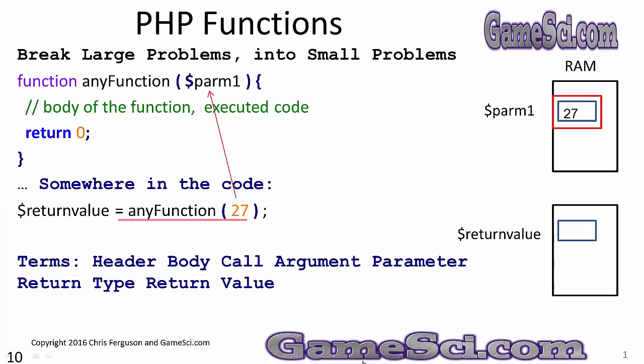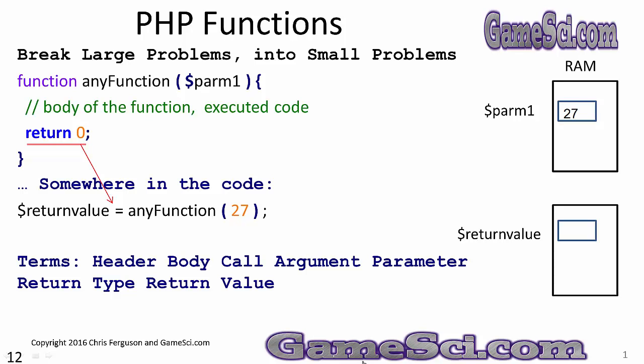This is the call to the function. As usual, we'll execute the right side of the equal sign first, and we will invoke the function, any function, and we'll pass it the argument 27. The argument 27 will be assigned to the parameter of the function. Essentially, we are assigning 27 to $parm1. And at this point, the code will jump and execute the function.